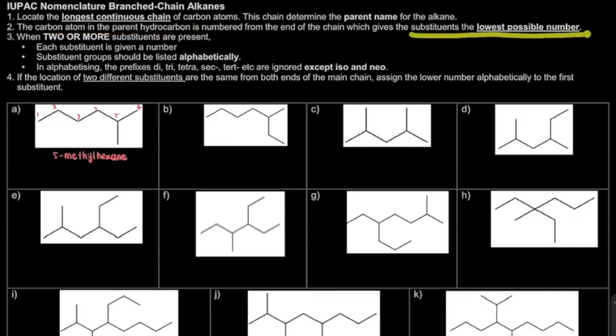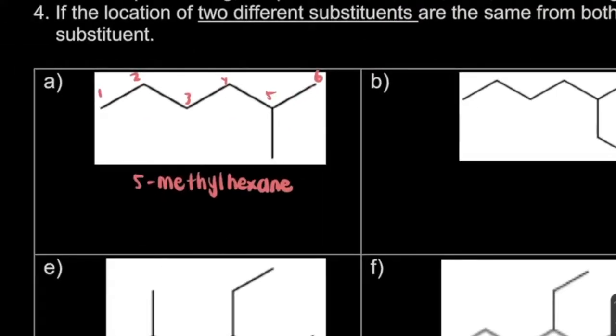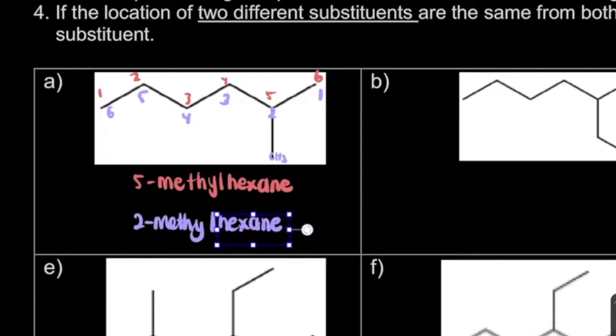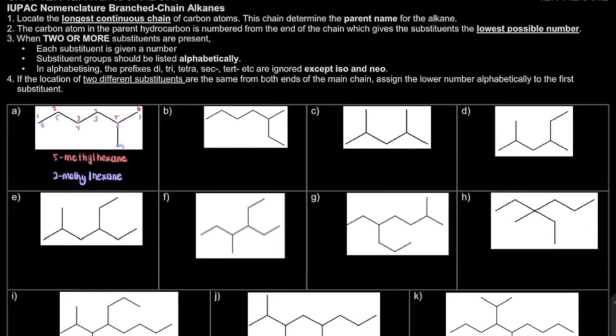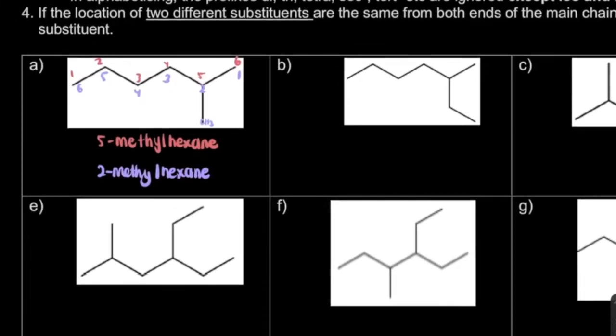If possible, we want to give the substituent the lowest possible number. So if I count 1 until 6, but right now I'm going to count from my right-hand side instead. So I'm going to use my purple. The parent name is still hexane, but this time the name is 2-methyl hexane. So we want to know which one will be the name. Again, we want the substituent to have the lowest possible number. So the name is not 5-methyl hexane, we will take 2-methyl hexane. So I'm going to erase the orange one. So this is naming the substituent with the smallest number.